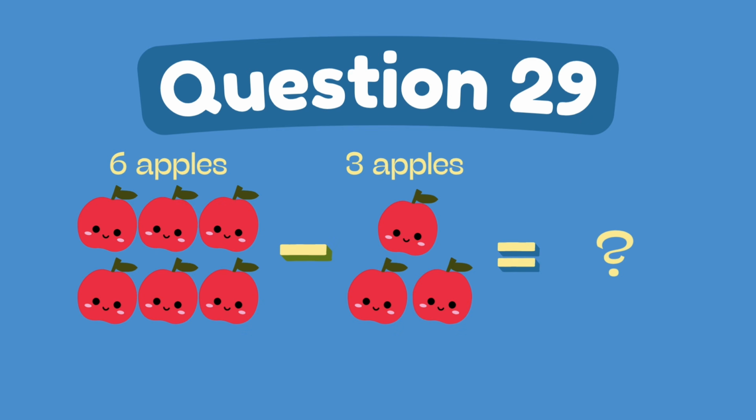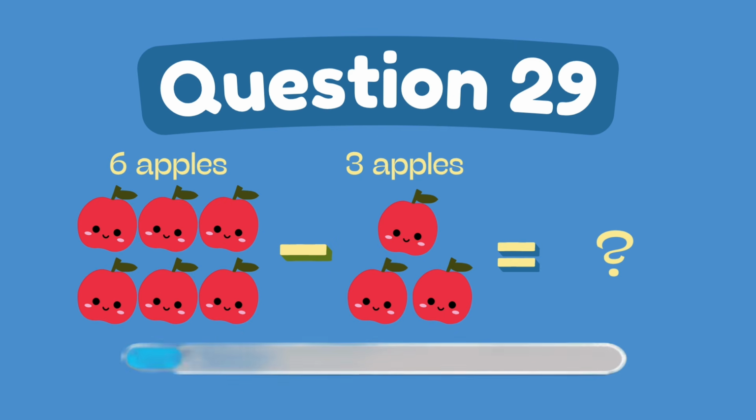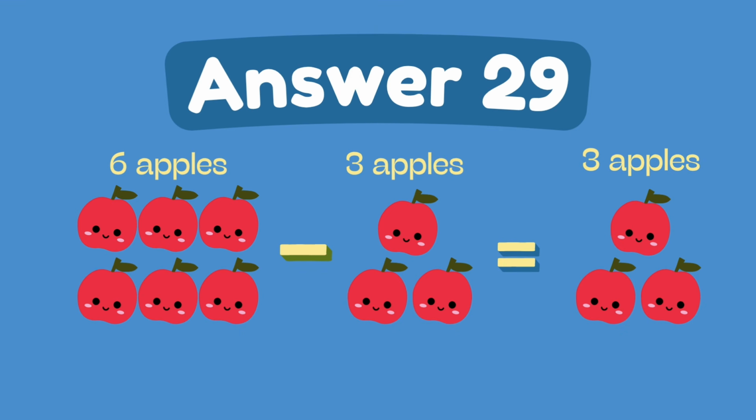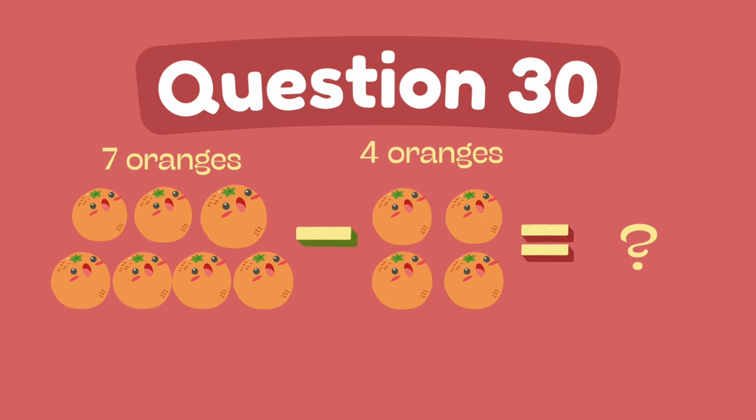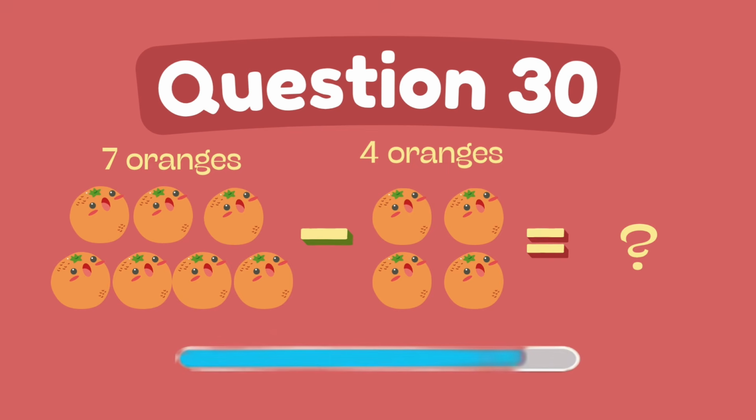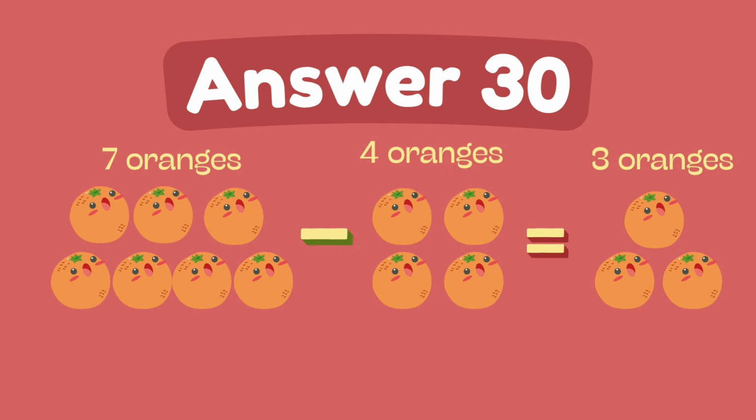What is 6 minus 3? The answer is 3. What is 7 minus 4? The answer is 3.